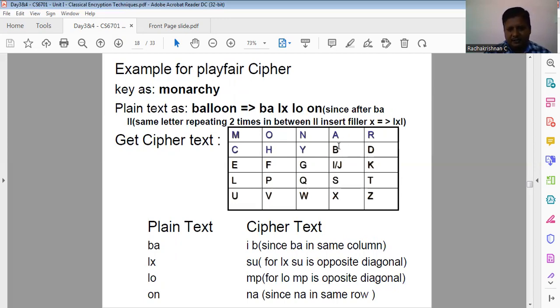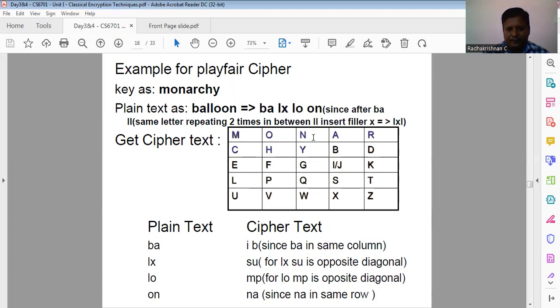Next, LX. For L and X, we match the row and column values. The column match gives S, and the row match gives U, so LX becomes SU, the opposite diagonal. Next, LO: the opposite diagonal gives MP, so LO becomes MP.